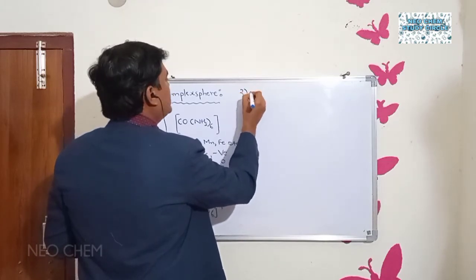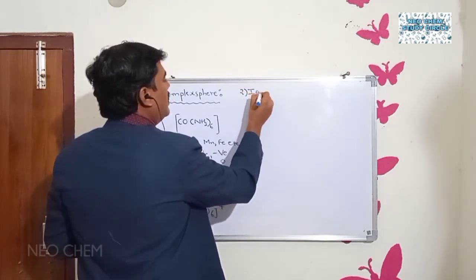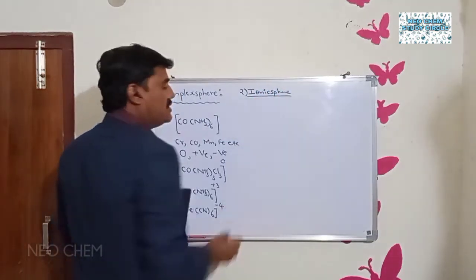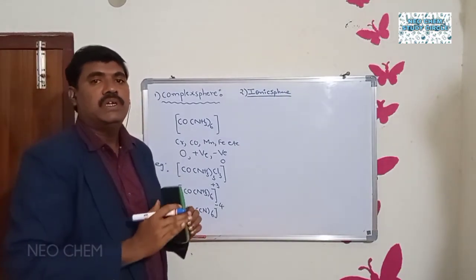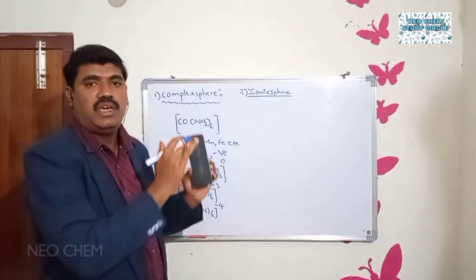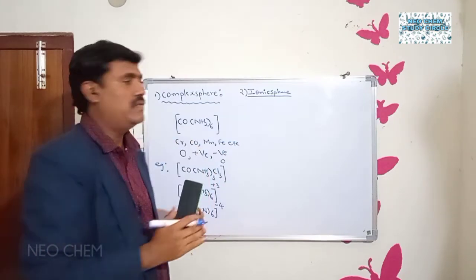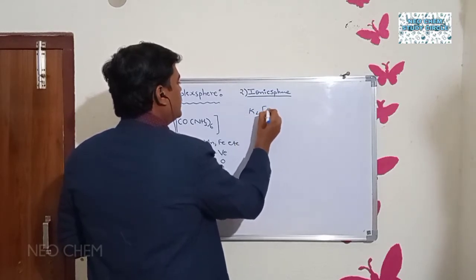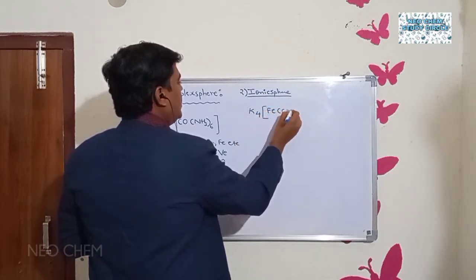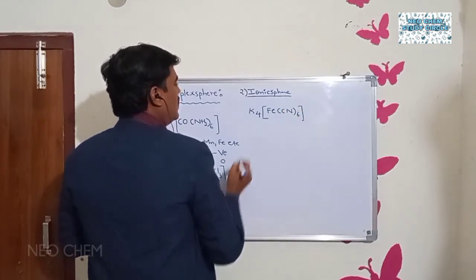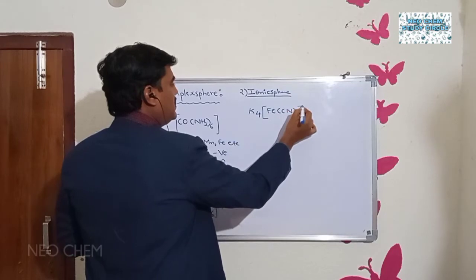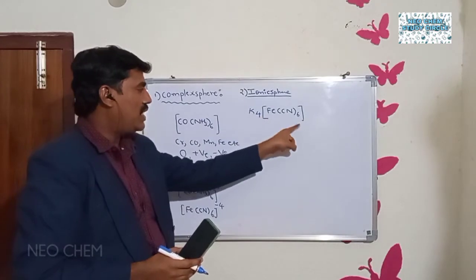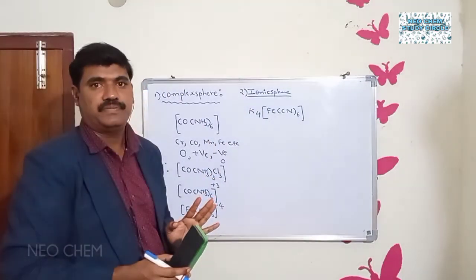Okay. Next, the second term is ionic sphere. Ionic sphere means the sphere outside of the complex sphere is called the ionic sphere. For example, K4[Fe(CN)6]. This square bracket is known as the complex sphere. Outside of the complex sphere is known as the ionic sphere.